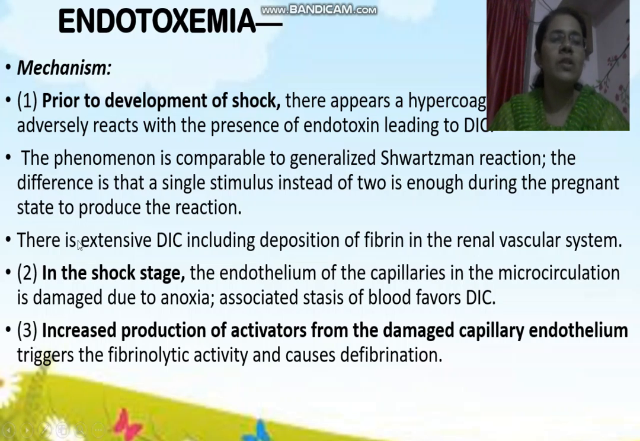Then in the shock stage, first is the period prior to the development of shock, second is the shock stage itself. The endothelium of the capillaries in the microcirculation is damaged due to anoxia and associated stasis of blood. It also causes disseminated intravascular coagulation. And increased production of activators from the damaged capillary endothelium interferes with the fibrinolytic activity and causes defibrination and also causes severe bleeding.